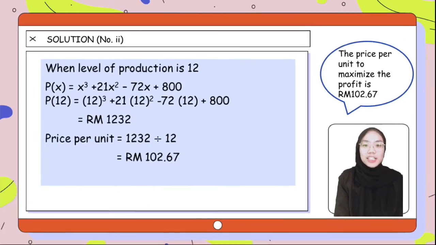Okay, for the last question, to find the price per unit that maximizes profit, we use the level of production that will maximize the profit, which is 12, and we insert it into the profit function and divide by 12, and we will get the price per unit that maximizes the profit, which is 102 ringgit 67 cents.